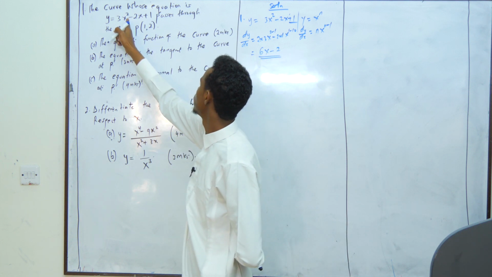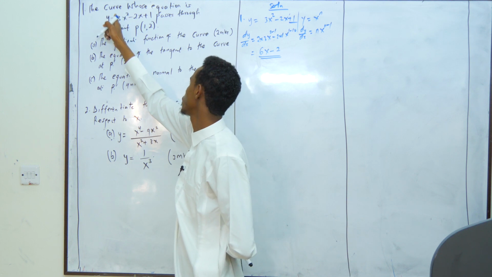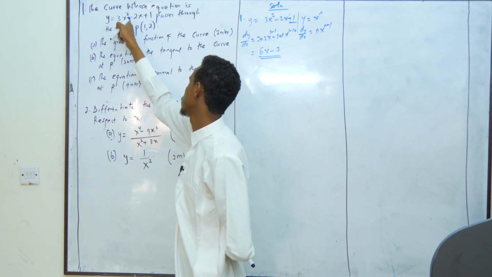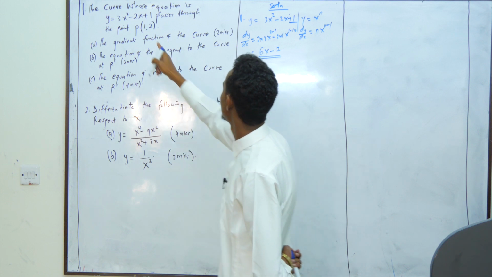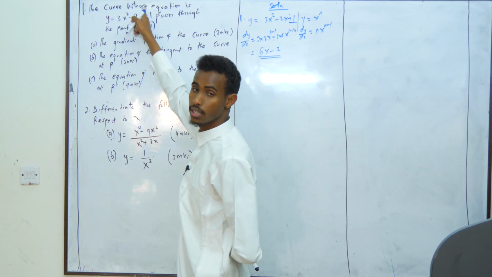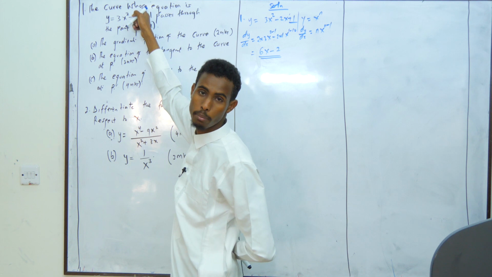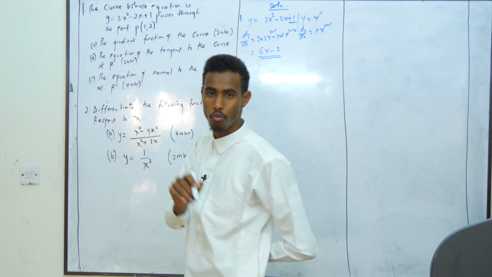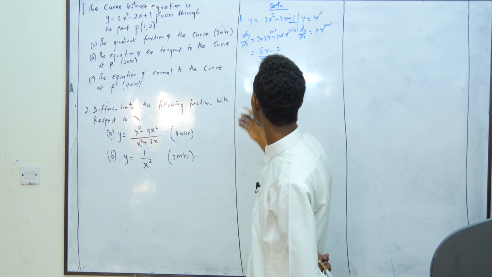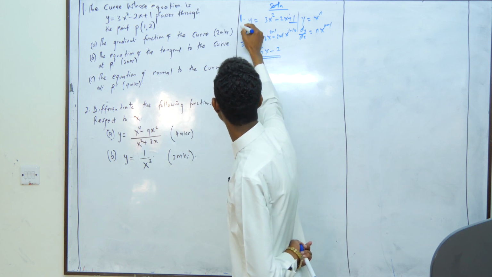Basically, we differentiate: 2 times 3 is 6, x to the power 2 minus 1 is x1. Then x to the power 1 minus 1 is x to the power 0. Any number raised to the power 0, in the law of indices, equals 1. Done. Part B of the question, this was A.